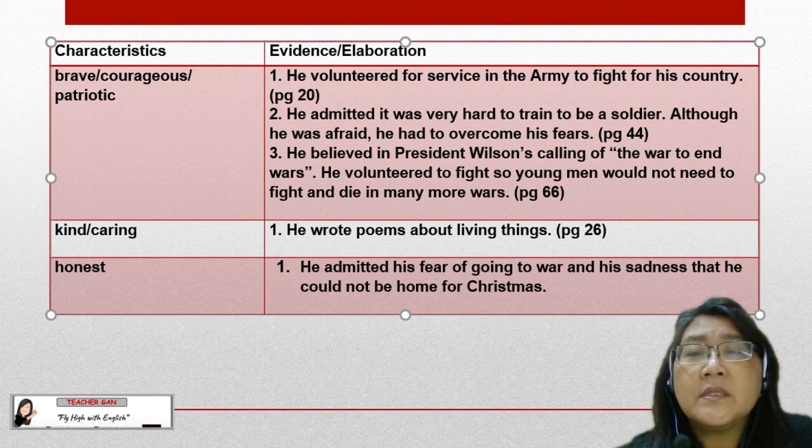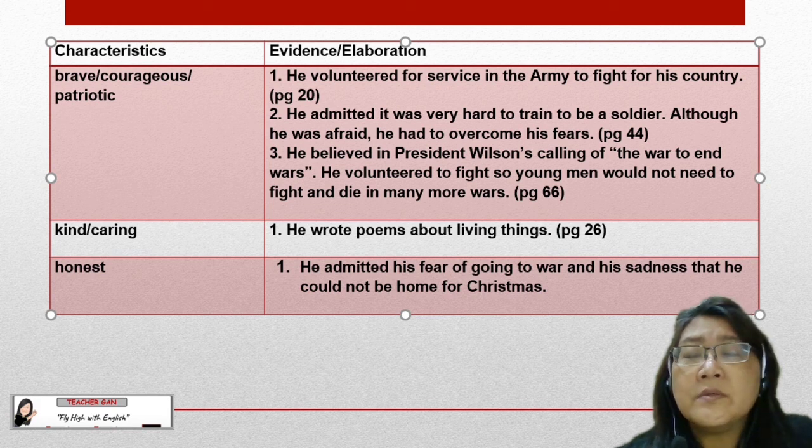Let's look at Mr. Kilmer's characteristic. Mr. Kilmer was brave, courageous, or patriotic. Evidence: he volunteered for service in the army to fight for his country. He admitted it was very hard to train to be a soldier. Although he was afraid, he had to overcome his fears. He believed in President Wilson's calling of the war to end wars. He volunteered to fight so young men would not need to fight and die in many more wars.